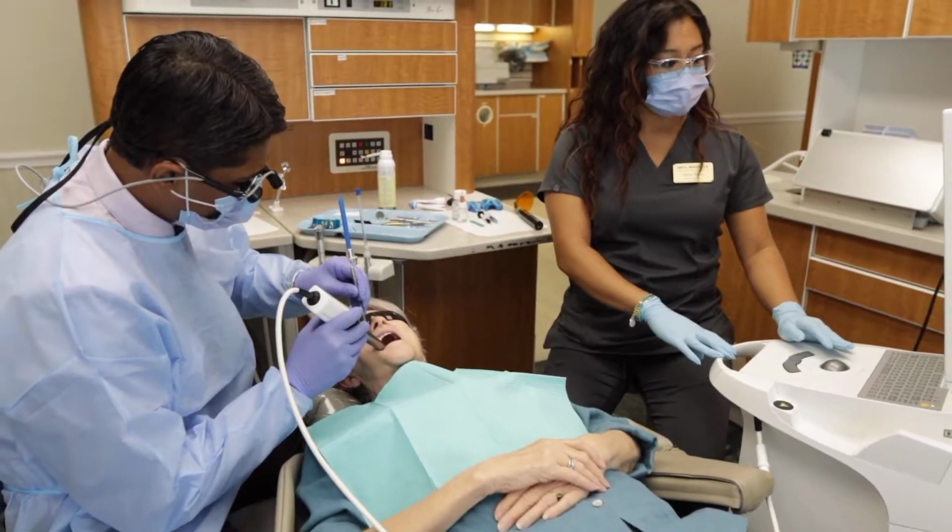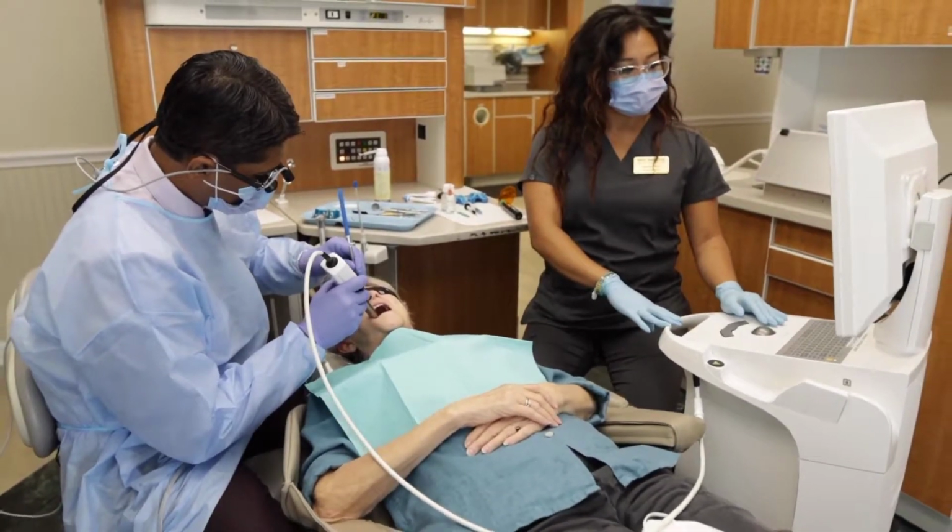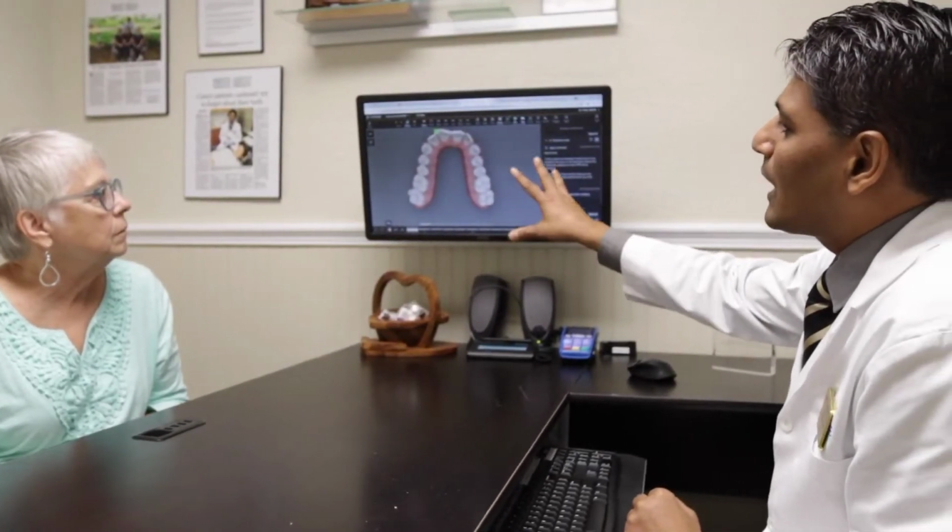My name is Dr. Patel, and today I'd like to educate you about different implant options that you can have for yourself. It starts with a CT scan, an examination of a 3D model of your jaw, which happens on your very first visit when you come and see us.